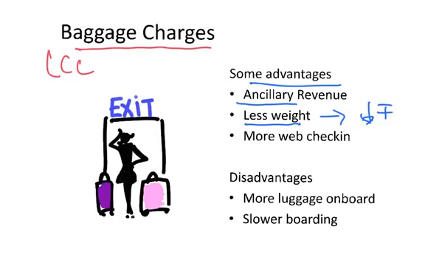I have more web check-in, which we saw before, because people don't need to go with the luggage to check in. I just receive my check-in on my mobile or internet, and that's enough. We also have some disadvantages, which is having more luggage on board, which sometimes creates a lack of space and maybe small delays or slower boarding.